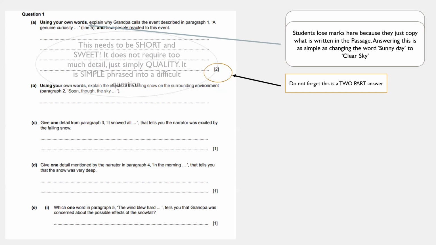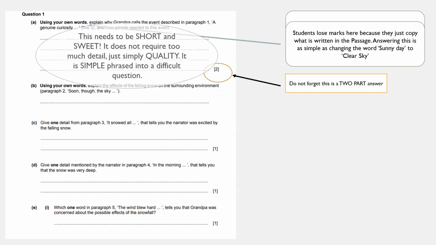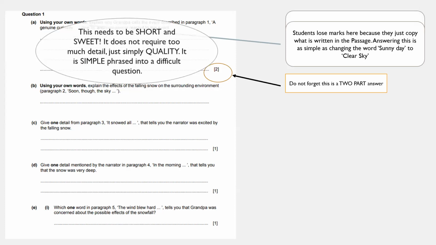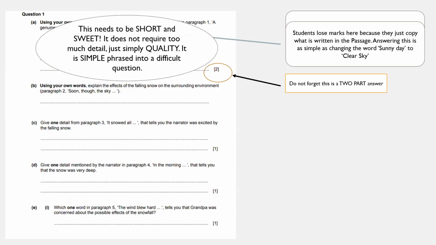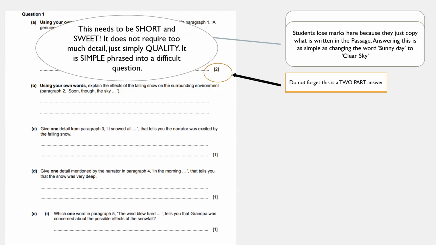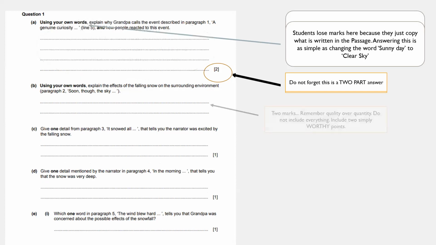Part A of the question needs to be short and sweet. It does not require so much detail, just simply quality. It is simply phrased into a difficult question. It's really easy to do. They're just trying to put you off track, but don't let them do that. And then in part B, again, use what is put for you. So remember, quality over quantity. Don't include everything, include 2 worthy points.